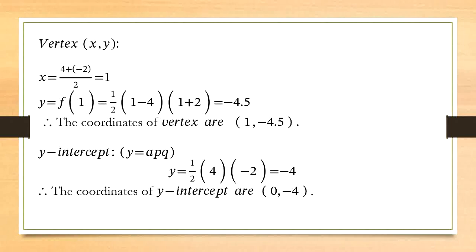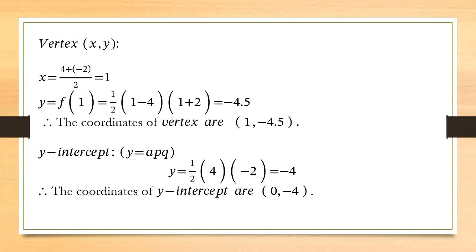Finally, we have to find the y-intercept. So to find the y-intercept, we have to put the value of x equal to 0. When we do that, we get y equal to apq. In this function, the value of a is 1 by 2, the value of p is 4, and the value of q is negative 2. That's why we have y is equal to 1 by 2 times 4 times negative 2, which gives us the value of y as negative 4. Yes, so therefore the coordinates of the y-intercept are (0, negative 4).